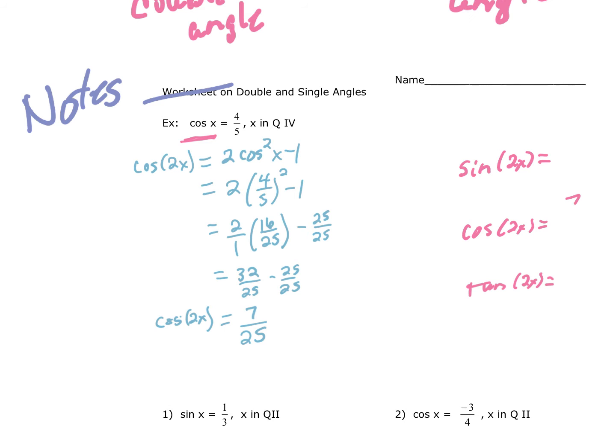So we already know this is 7 over 25. We have to figure out our sine and our tangent. And we're just going to draw a triangle and use the Pythagorean theorem. Actually, this is a triple, so it makes it really nice.